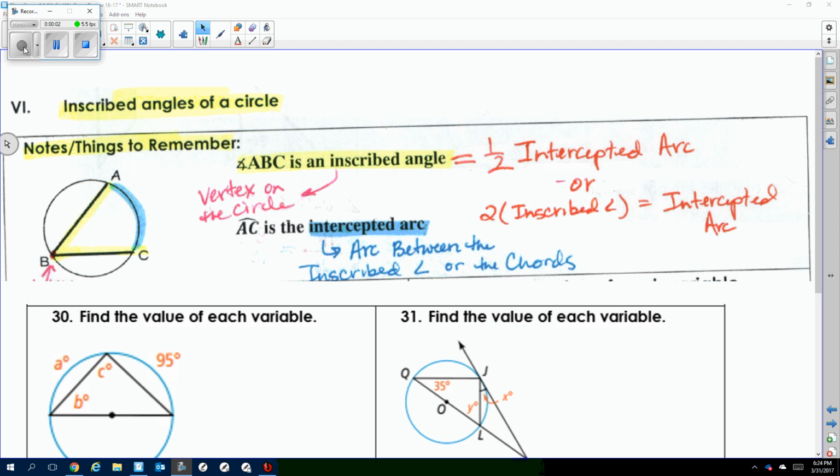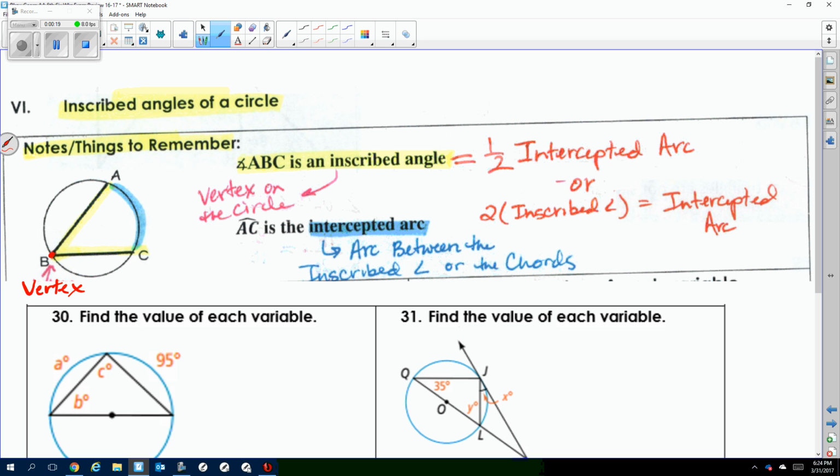Okay, now we got inscribed angles. Some things you need to remember for this, okay? I gave you an example here. An inscribed angle is an angle with the vertex on the circle. So this arrow is trying to point to B because that's your vertex. And it's on the circle.